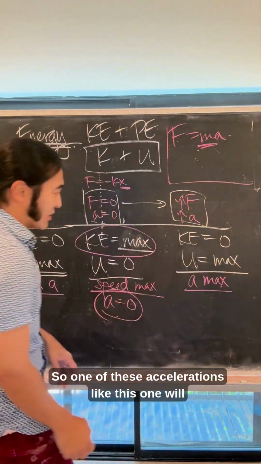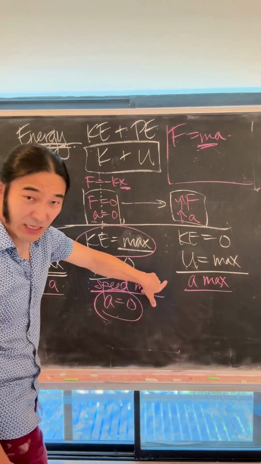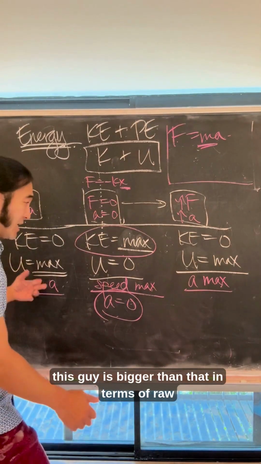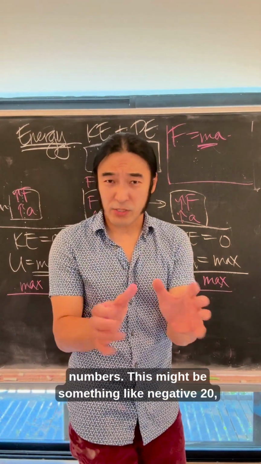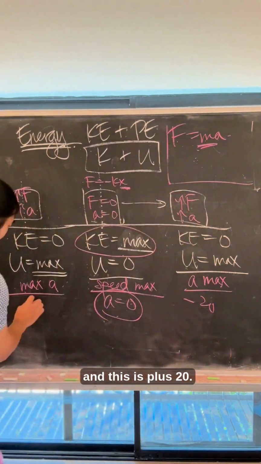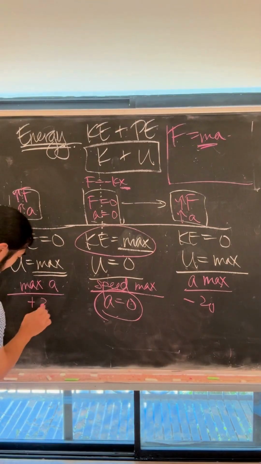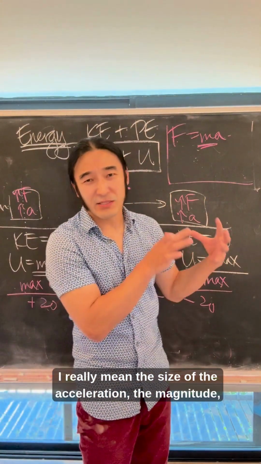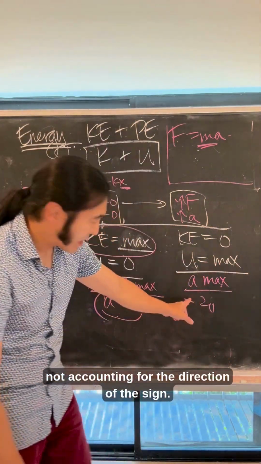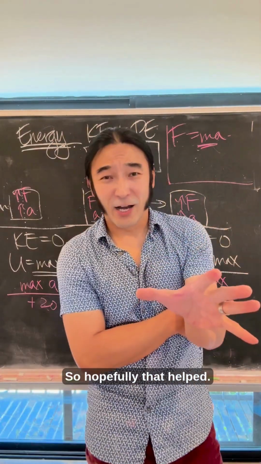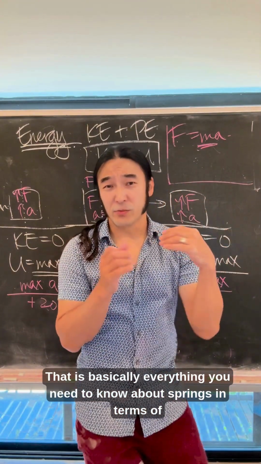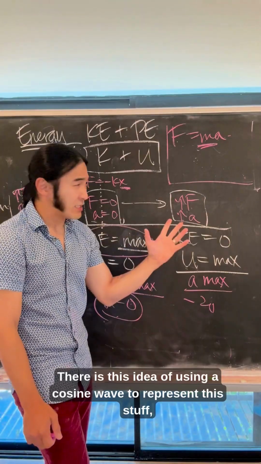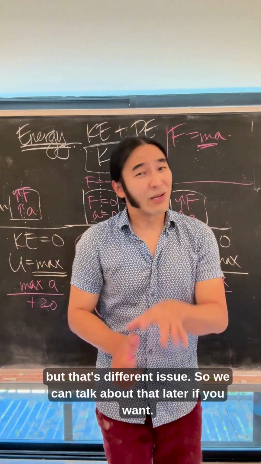So one of these accelerations, like this one, will actually have a negative sign. This acceleration will have a positive sign. So technically, this guy is bigger than that in terms of raw numbers. This might be like negative 20, and this is plus 20. So when I say max acceleration, I really mean the size of the acceleration, the magnitude, not accounting for the direction of the sign. So hopefully that helped. That is basically everything you need to know about springs in terms of Hooke's law and energy. There is this idea of using a cosine wave to represent this stuff, but that's a different issue. So we can talk about that later if you want.